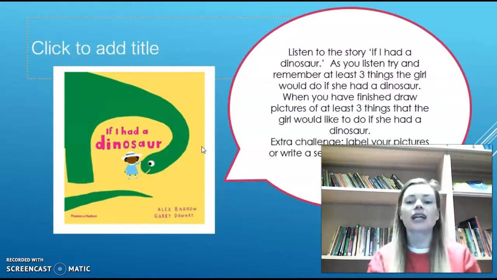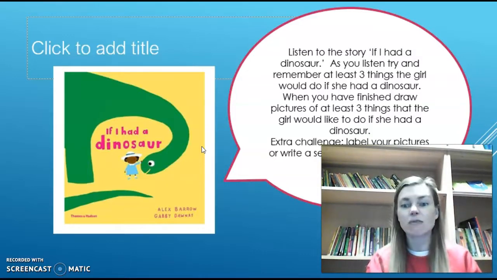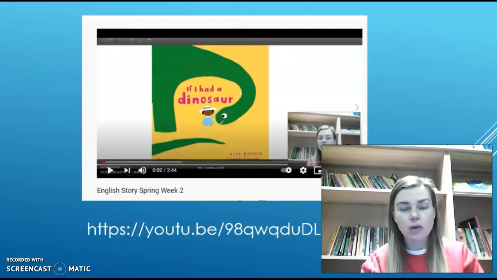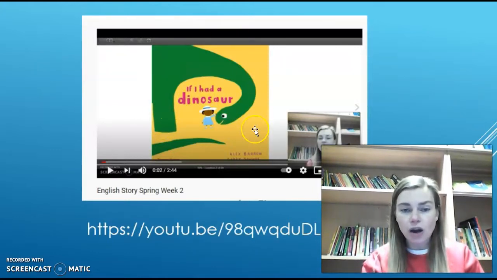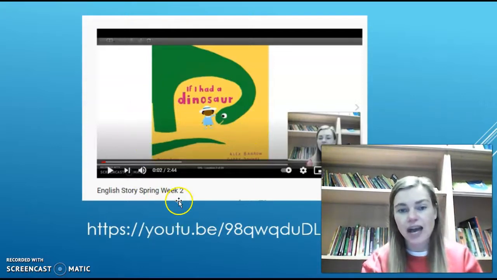And for an extra challenge, you could also try and label each of your pictures, or if you want an even bigger challenge, write a sentence about each of your pictures. So if you go on YouTube, then you can watch the video of me reading the story If I Had a Dinosaur. The link is just at the bottom there, and I've also posted that link on Seesaw for you.